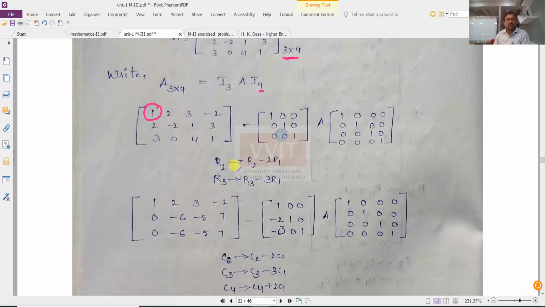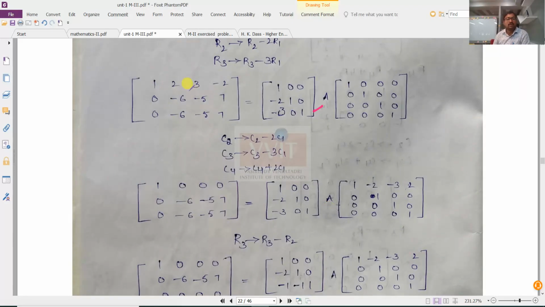Here I use only row operations, which means they will be applied only on the prefactor. So R2 and R3 are disturbed, while R1 is not at all disturbed, so R1 will be as it is. R2 becomes R2 minus 2R1: 2 minus 2 is 0, 1 minus 0 is 1, 0 minus 0 is 0. Similarly, R3 minus 3R1: 3 minus 3 is 0, 0 minus 0 is 0, 1 minus 0 is 1. So the row operations are completed.